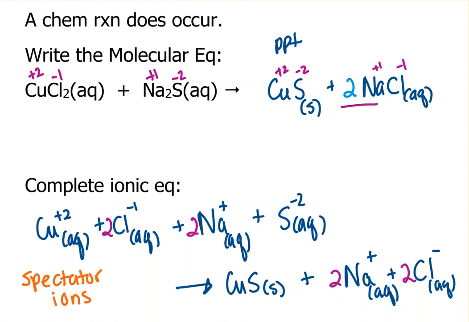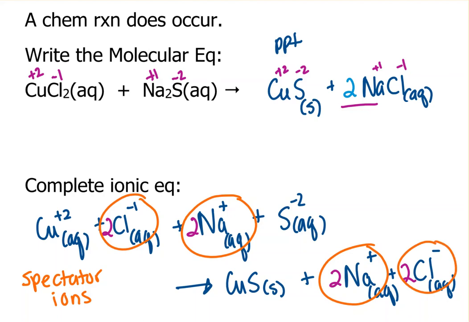So next let's find our spectator ions. Spectator ions are in the same form before and after the arrow. So in other words, I see that there are 2 sodium ions that are aqueous before and 2 sodium ions that are aqueous after. And same with chloride, I see that that did not change. And so those are our 2 spectator ions. The other 2 changed because copper was by itself before, and then after it's in a compound. So those are my spectator ions.